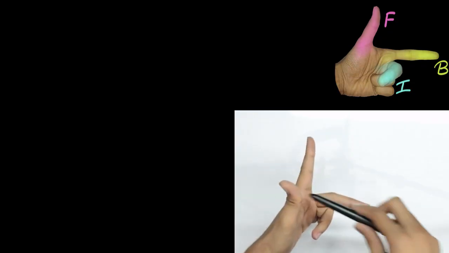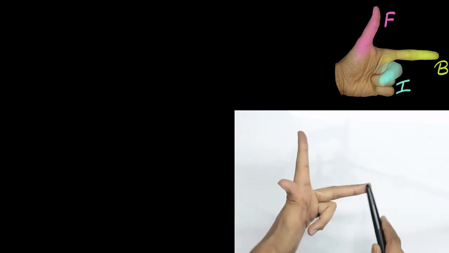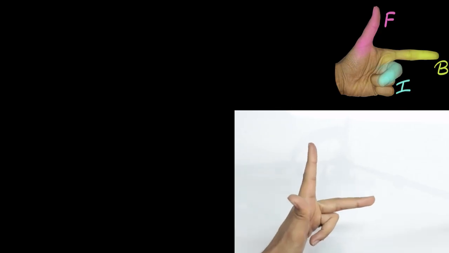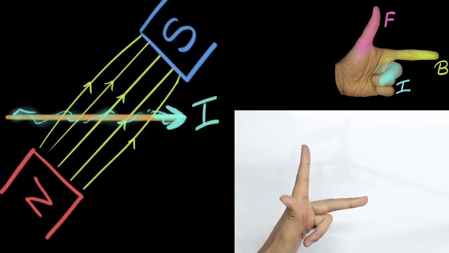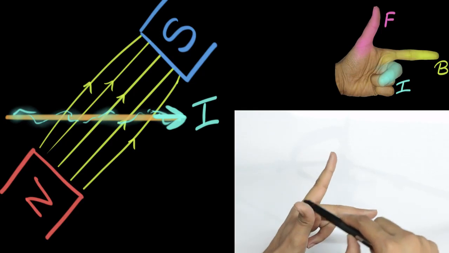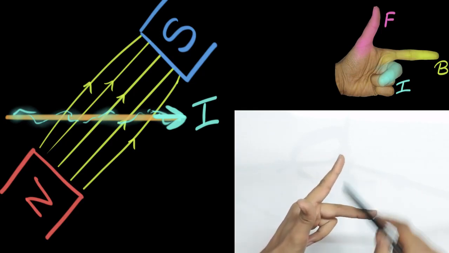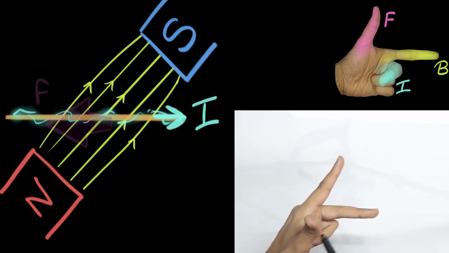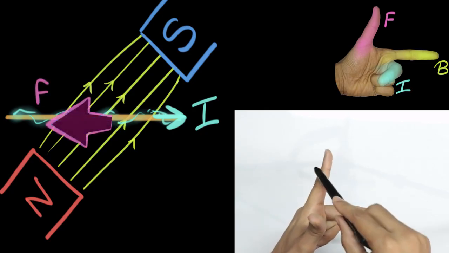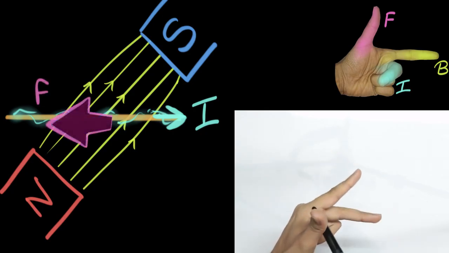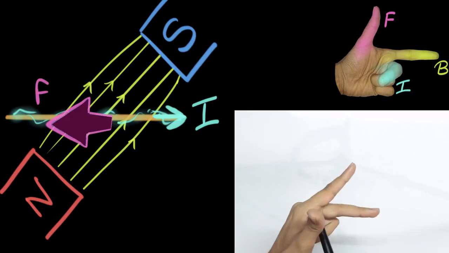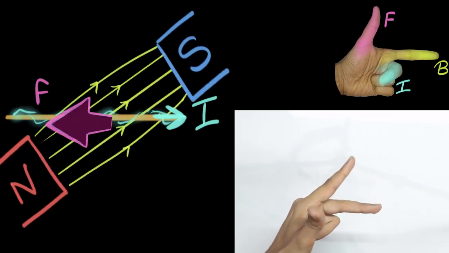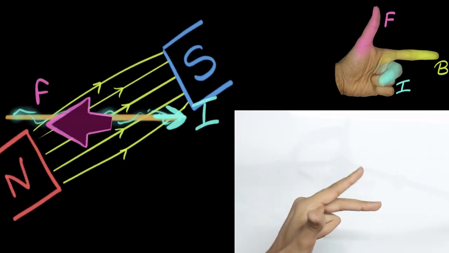Now, one last question we might have is, what if the magnetic field and the current are not perpendicular to each other, like as shown in the figure over here? What if there is some angle between the magnetic field and the current? What happens then? Well, it turns out the direction of the force won't change. The direction of the force will remain exactly the same regardless of what angle we have between the magnetic field and the current. So even if they're not at 90 degrees, we can still use Fleming's left-hand rule.